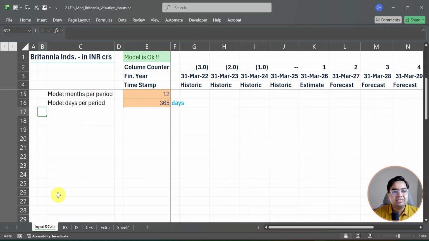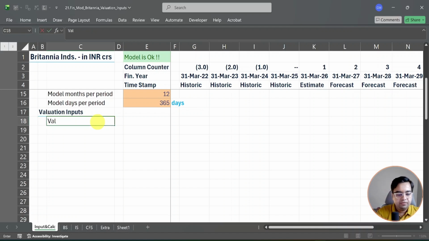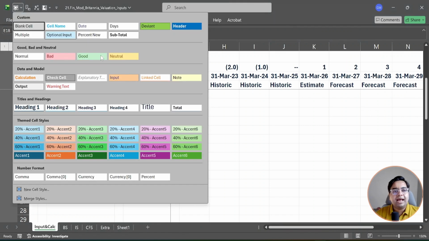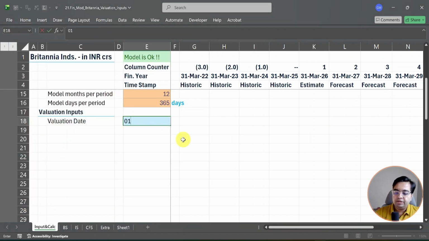We come to row number 17, select B17 and C17, and change the cell style to heading 3. I hard code this as valuation inputs. I come to cell C18 and write valuation date. In cell E18, I give an optional input and date, and we are going to give 01 Feb 2026. I write stub. Right now we are leaving this blank.